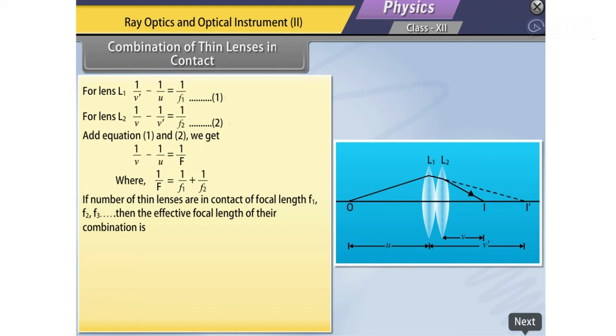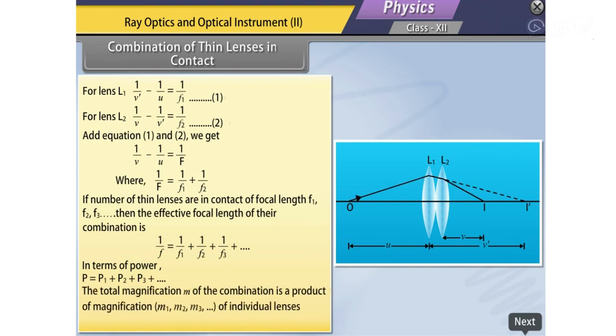If a number of thin lenses are in contact, of focal lengths f1, f2, f3, then the effective focal length of their combination is 1 by f is equal to 1 by f1 plus 1 by f2 plus 1 by f3 and so on. In terms of power, P is equal to P1 plus P2 plus P3 and so on. The total magnification M of the combination is the product of magnifications M1, M2, M3 and so on of the individual lenses. M is equal to M1 times M2 times M3.